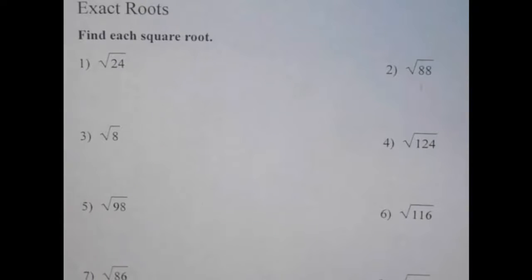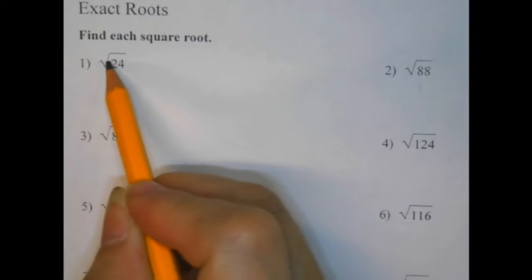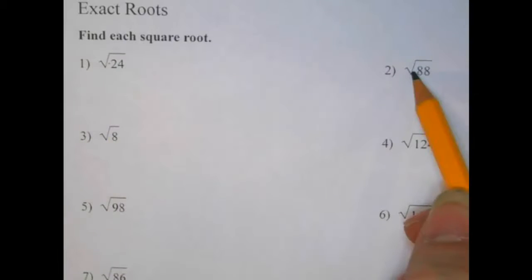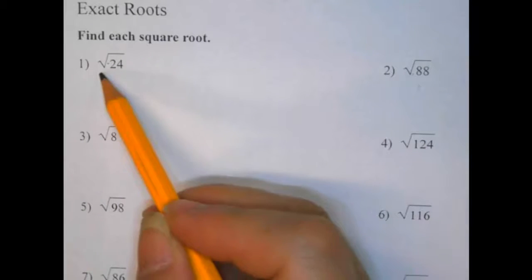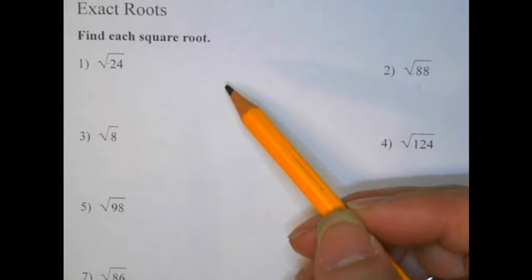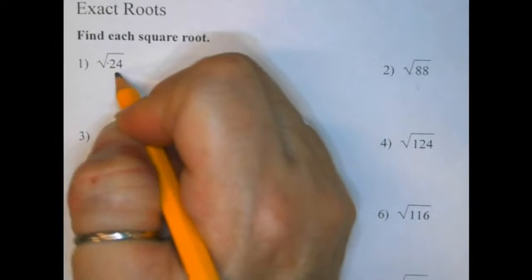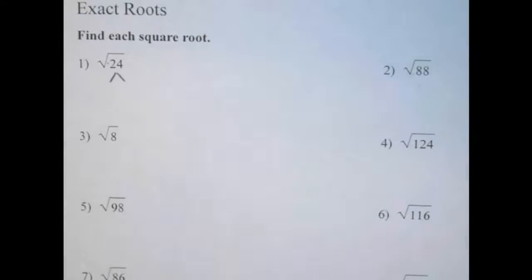Okay, so yesterday we found approximate roots. So we found between and then we got close based on where it was. So today we're going to find exact roots. Okay, so I'm going to be able to pull out some information. Since these are square roots, all of these, I know that a square root is a number times itself, right? So I'm going to go ahead and factor these out using the factor tree method.